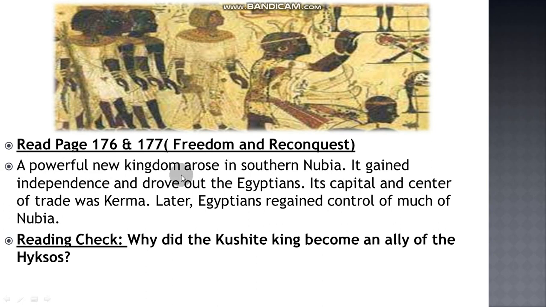A powerful new kingdom arose in Southern Nubia. It gained independence and drove out the Egyptians. Its capital and center of trade was Kerma. Later, Egyptians regained control of much of Nubia.